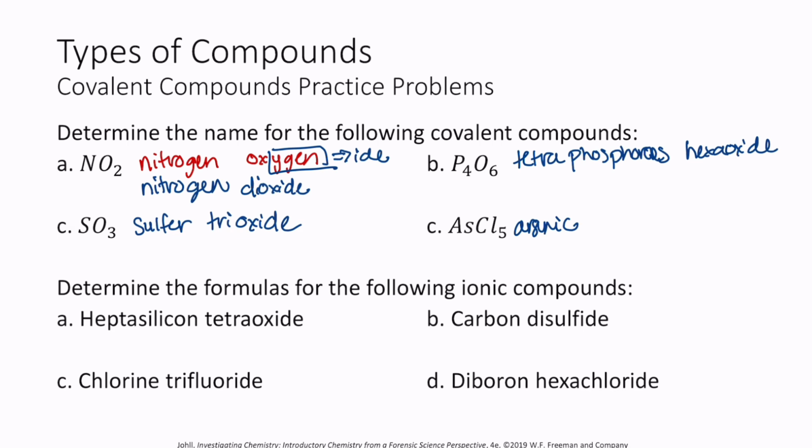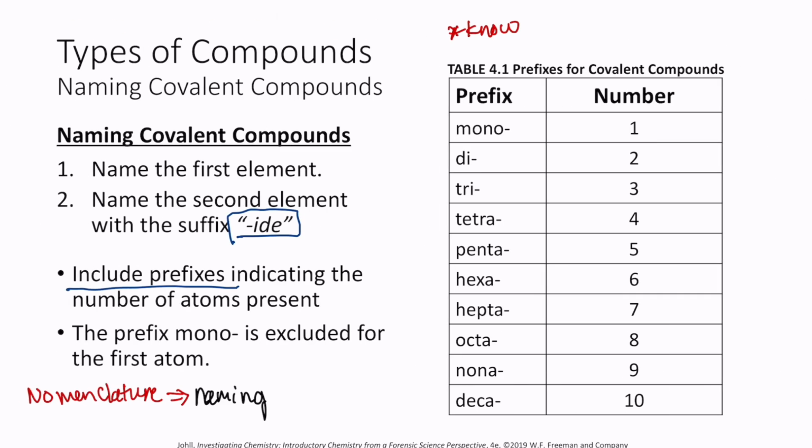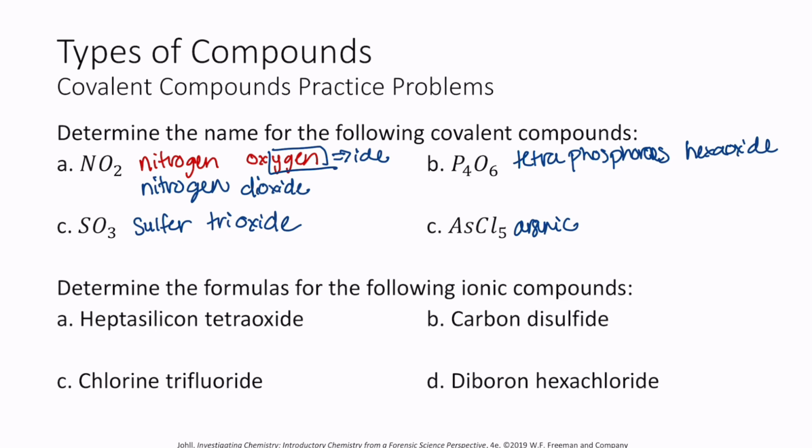And then I have 5 chlorines. So I can look at the prefix for 5, and it is penta. Now, chlorine, the suffix is the ine. So I'm going to take off the ine and add ide. So it will be pentachloride.